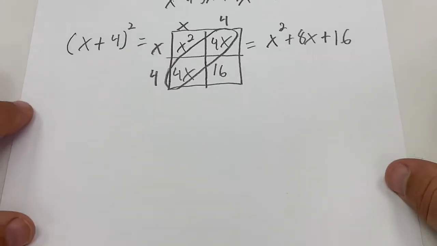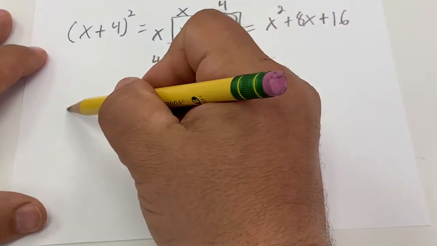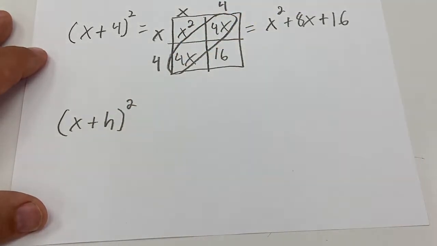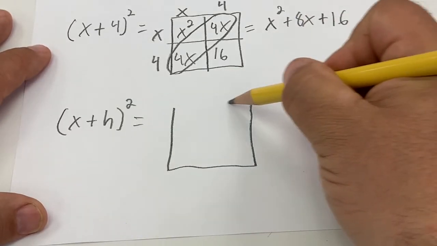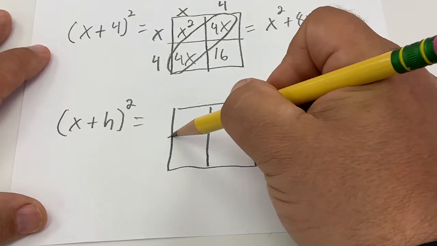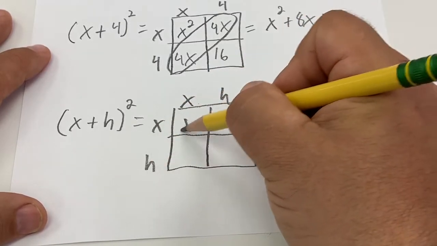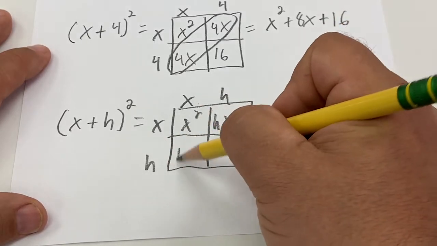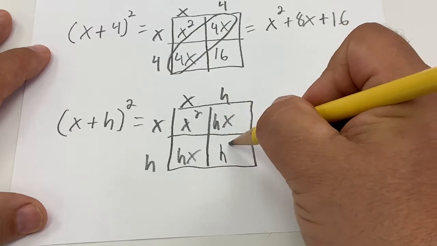Now we're going to FOIL out just an expression, no numbers. So it's going to be x plus h, the quantity squared. If I were to FOIL that out, put it in a Punnett, it'll be x plus h times x plus h. X squared. H times x is hx. H times x is hx. H times h is h squared.